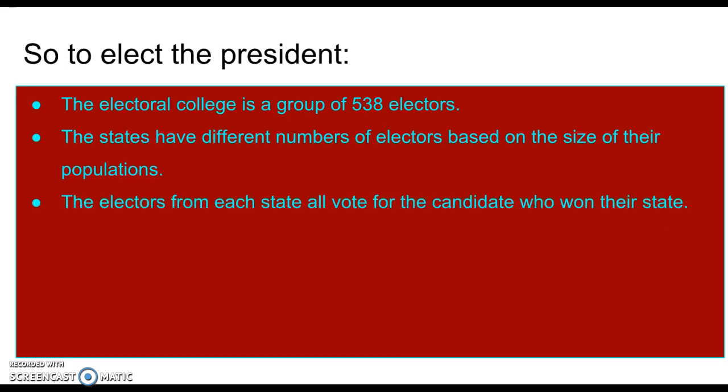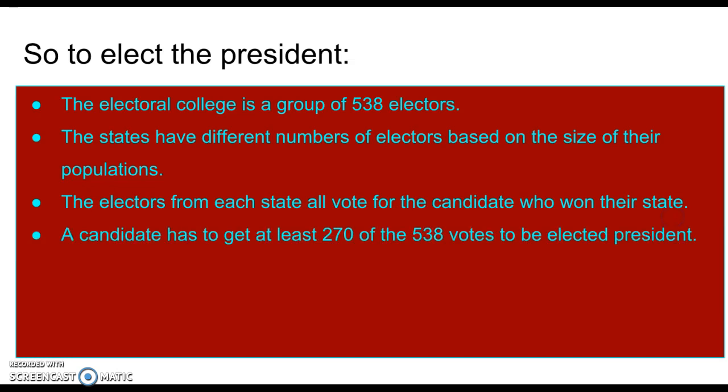The electors from each state all vote for the candidate who won their state. So if the state is mainly won by Democrats, they will vote for the Democratic candidate as president. A candidate has to get at least 270 of the 538 votes to be elected president.